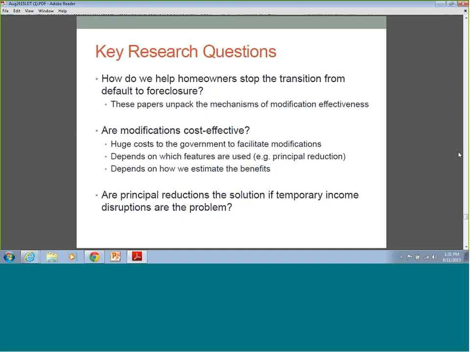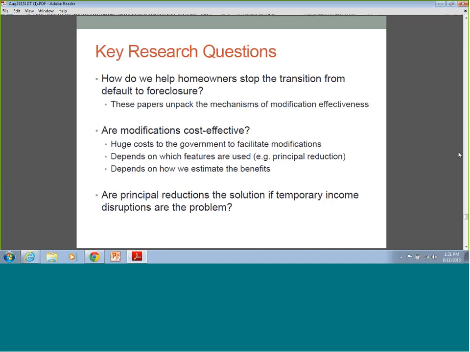So we need to think really carefully about which features of modifications are cost-effective. And then a broader, bigger question is, are principal reductions the solution if a temporary income disruption is the problem, right? So a principal reduction is really something about forward-looking wealth of the household. It's something very long-term, and it's changing in many ways this choice of whether to walk away and how the homeowner is going to think about being underwater.